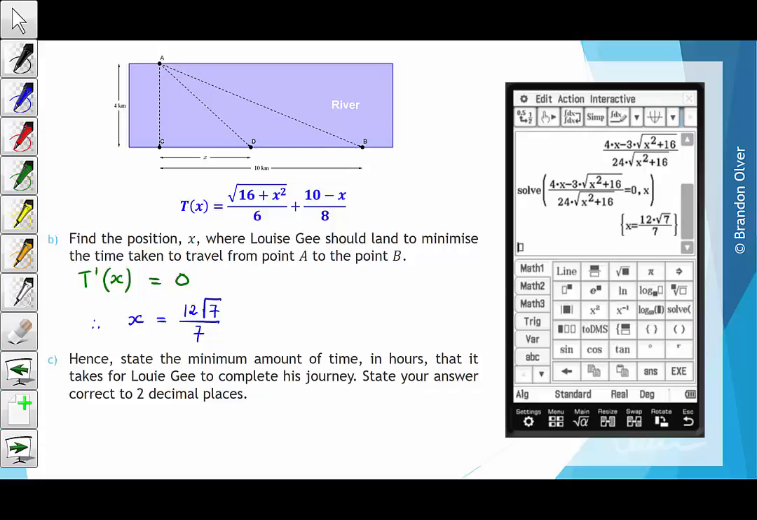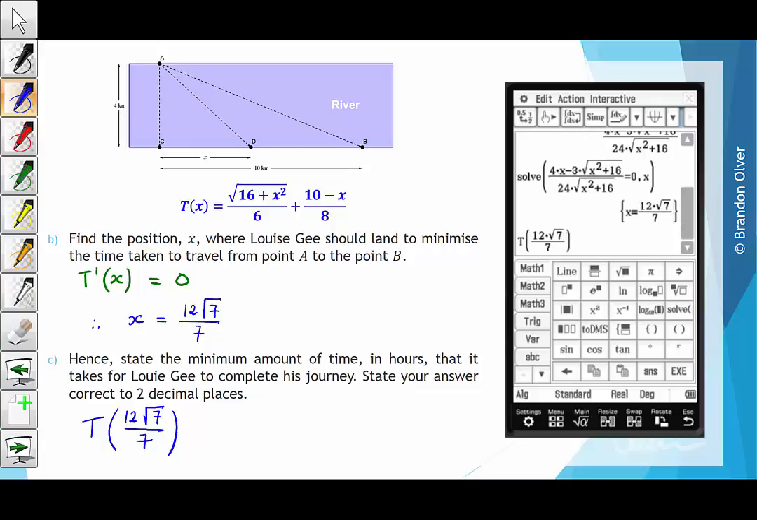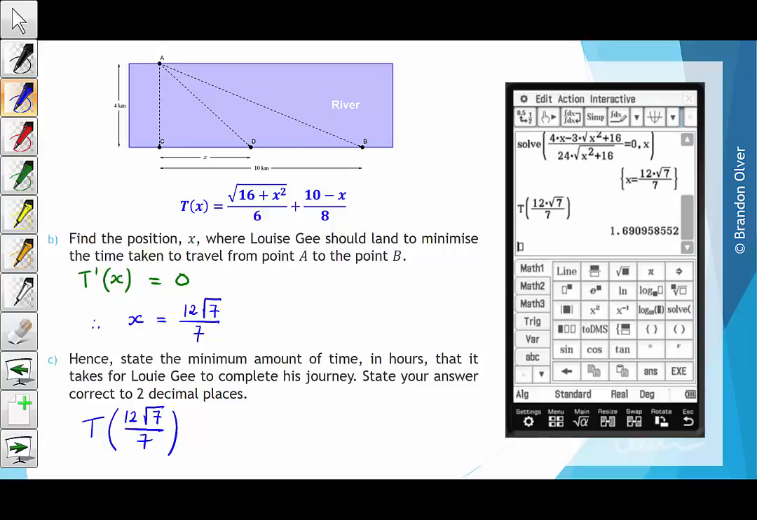Using this, we want to state the amount of time it takes in hours such that the journey is completed in a minimum amount of time. And we want to state our answer correct to 2 decimal places. So to do that, we're going to substitute in the value of x we found in part B, which was 12 root 7 over 7. So we're going to use our function as we had before, which is t, and we're going to substitute in this 12 root 7 on 7. If we hit execute, that is the time that it takes, but we want that correct to 2 decimal places. We find that the time taken correct to 2 decimal places is 1.69 hours.